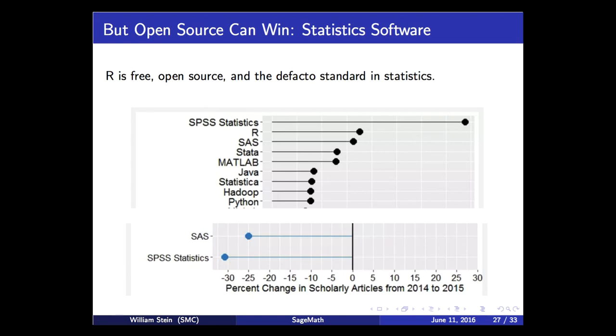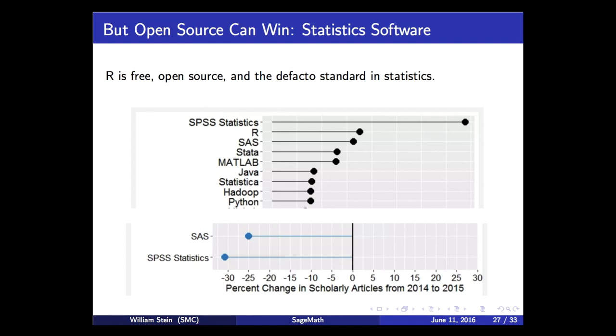Another example where open source has done very well is R, a statistics program. This was a recent survey from a few days ago in which somebody looked at all the scholarly articles in the last year and what software they used, and R is now ahead of SAS, which is the main commercial statistics software. And I think SPSS is kind of different and more like a social sciences button-clicky thing. But R is the dominant program in serious statistical computation.